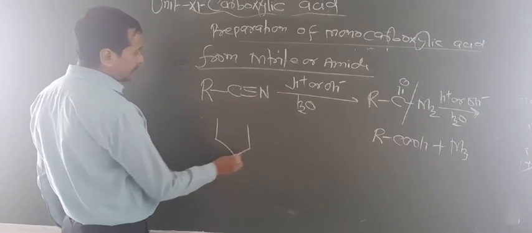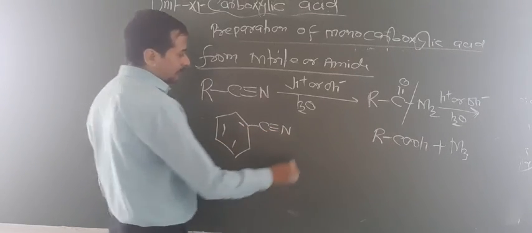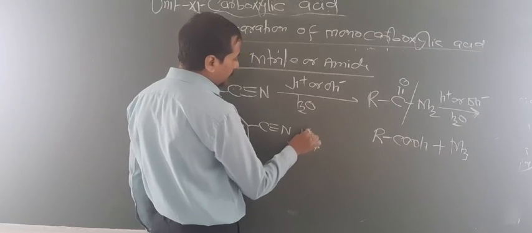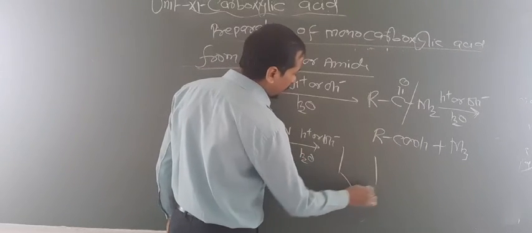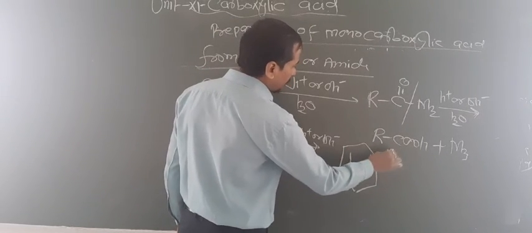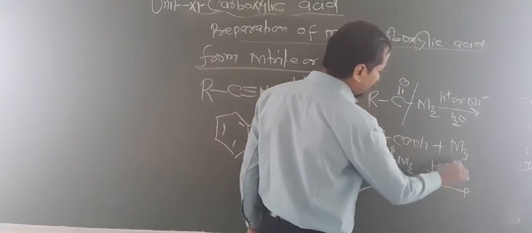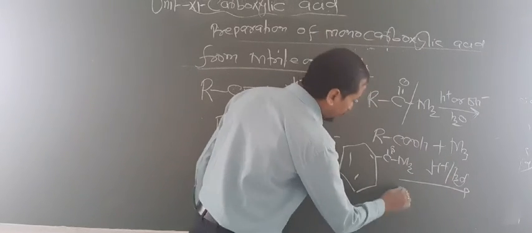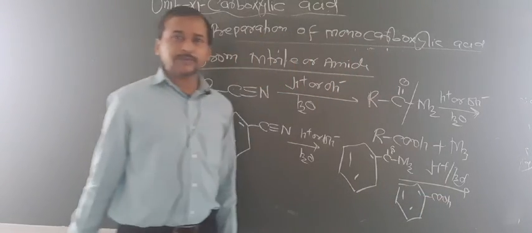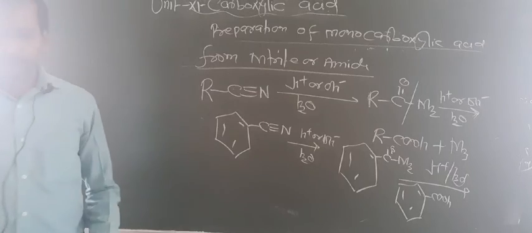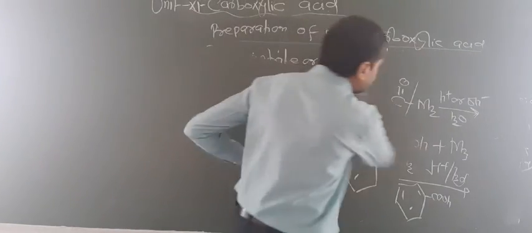One more example you can take. Here you can take C triple bond N. So now first of all it will change into amide, known as benzamide, C double bond O and NH2, and finally it will change into what? Benzoic acid. Acid can also be prepared from amides and nitriles.